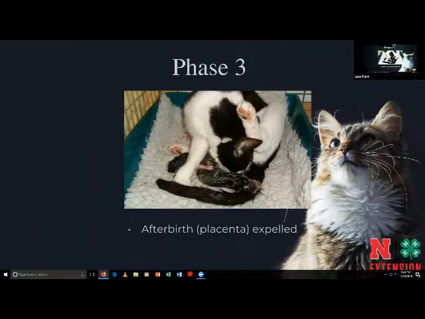Then in phase 3, they have the afterbirth, where the placenta, another way to get nutrients to the kitten, is expelled. Again, they eat it. They also will chew the umbilical cord, because babies have umbilical cords attached. You know your belly button? That's created by that. So that's no different for cats. You just can't really see a cat's belly button very well because it's covered by fur. But they chew it off to disconnect them.